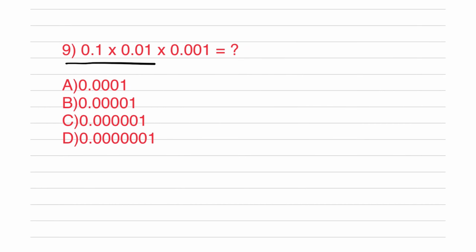And see this ninth question. You can do it without solving. So write 1 and count the number of digits after the decimal point. Here 1, 2, 3, 4, 5, 6. So after 6 digits you should keep the decimal point. Here already 1 is there. Add zeros. 1, 2, 3, 4, 5. And it will be 6 digits. Now keep the decimal point. So option C is the right answer.